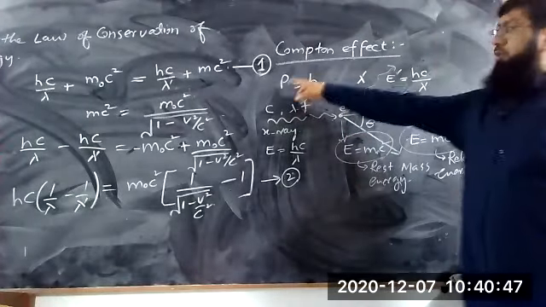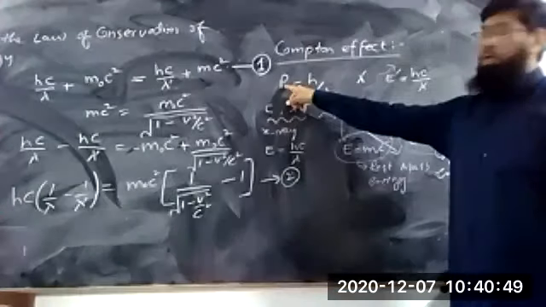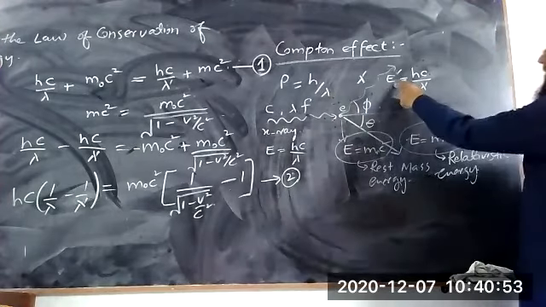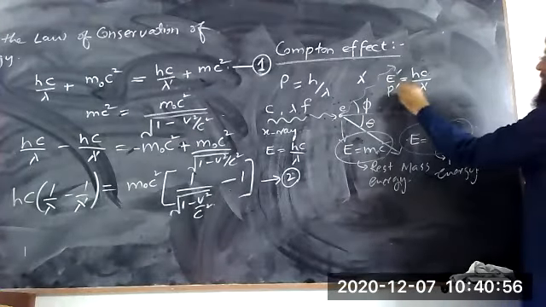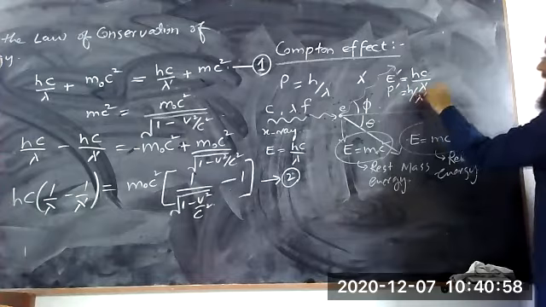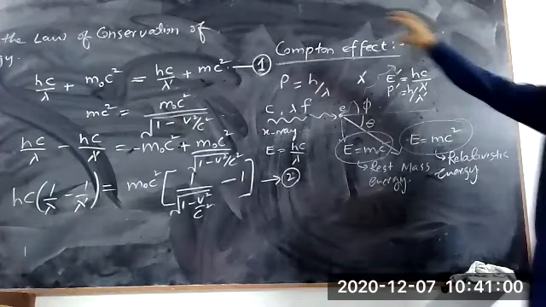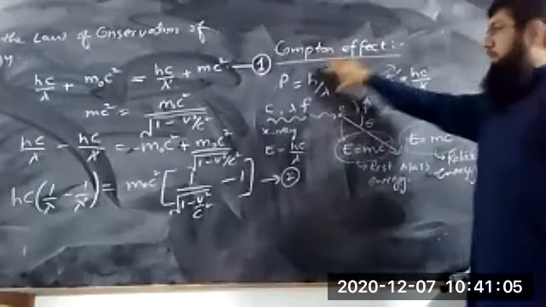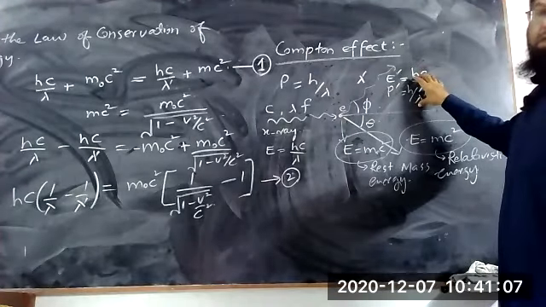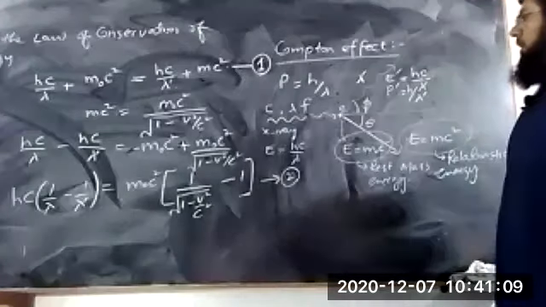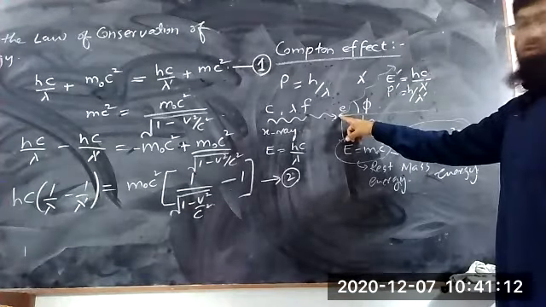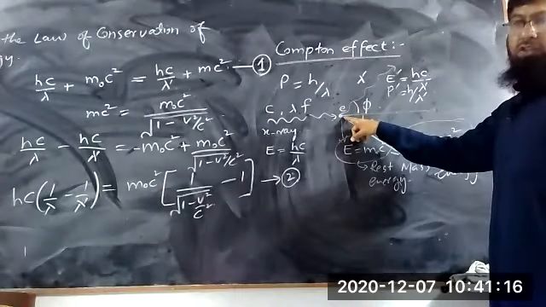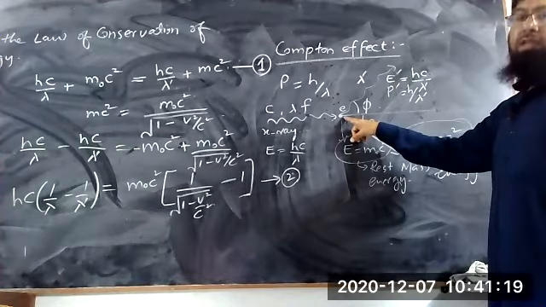This is the initial momentum, which is the momentum of the photon, equal to h upon lambda. And the momentum after scattering is P dash, which is equal to h upon lambda dash. And then the momentum of the electron. The electron has an initial momentum of 0 because the electron is at rest.